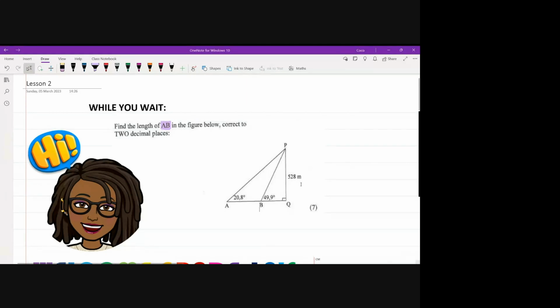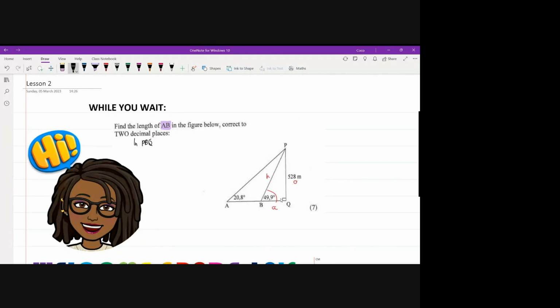Okay, so we're going to do the exact same thing we did in the last lesson. I'm going to start in the small triangle, triangle PBQ, and I'm going to calculate for BQ first. In PBQ, I'm going to start by labeling. BQ is my adjacent side, that's my angle, this is my opposite side, and that's my hypotenuse.